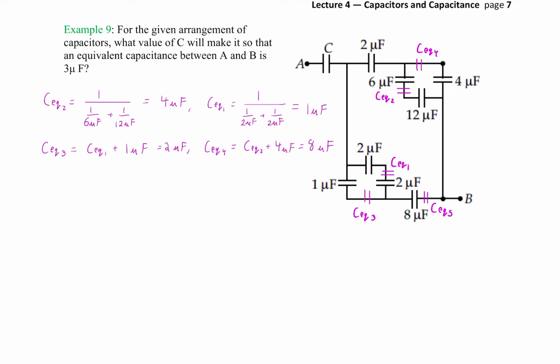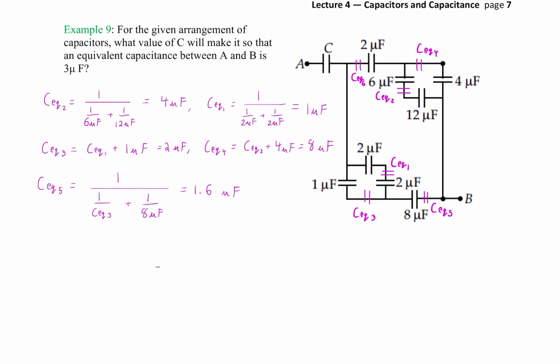And then I'm going to have equivalent capacitor 5. Well, what's that? That one is going to be the series combination of equivalent capacitor 3 and 8. Why is that? Well, look, these 2 are in series. Absolutely, there's no junction in between them. Cool. So that's 1.6 microfarads.